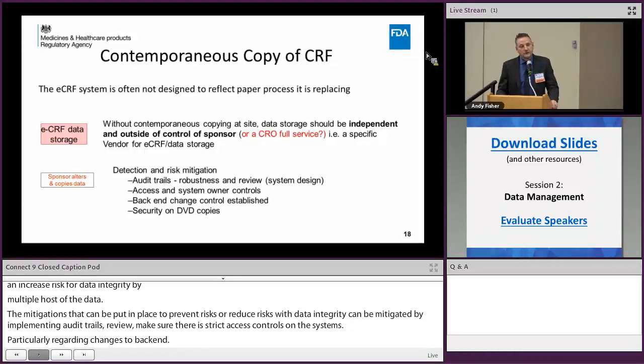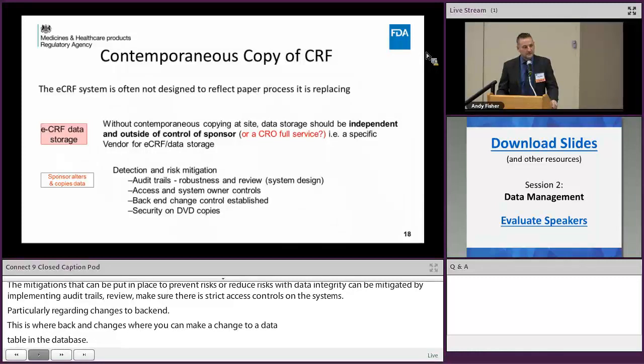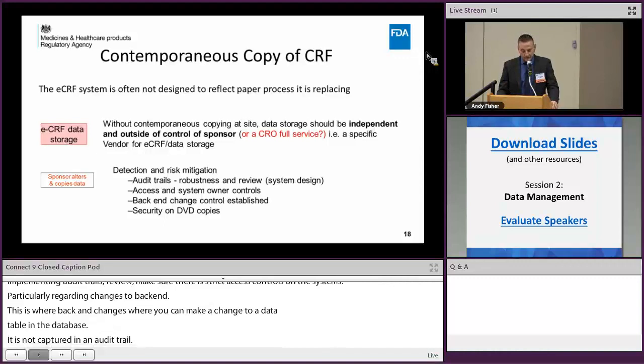So a lot of the CRF systems I've seen, they don't have table level audit trails review switched on. Instead, they only have it at the front end, so somebody could change data in a table without it being detected. And lastly, the disks themselves could be protected by encryption or some sort of checksum system on the disk.